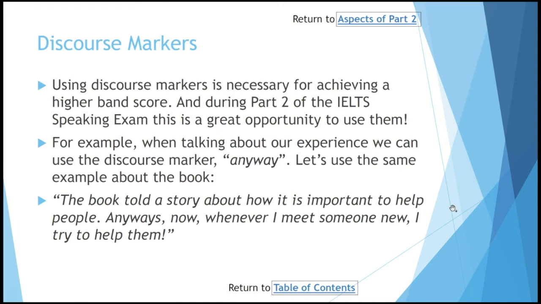An example of a discourse marker is anyway. So when talking about our experience, we can use the discourse marker anyway. Let's use the same example from the previous one about the book. So the book told a story about how it is important to help people. Anyways, now, whenever I meet someone new, I try to help them. So anyways is the discourse marker to shift to talk about a different idea.